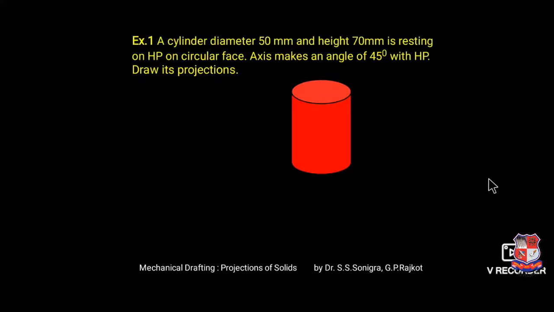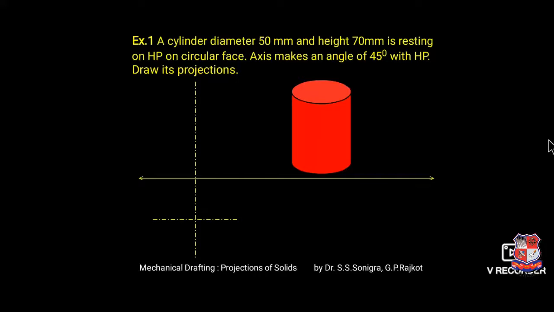A cylinder of diameter 50 mm and height 70 mm is resting on HP on its circular base. Its axis makes an angle of 45 degrees with HP. Draw its projections. First of all, draw the XY line that represents the intersection of both planes, the horizontal plane and vertical plane, and draw the axis of the given solid. Then draw a circle below the XY line, diameter 50 mm.